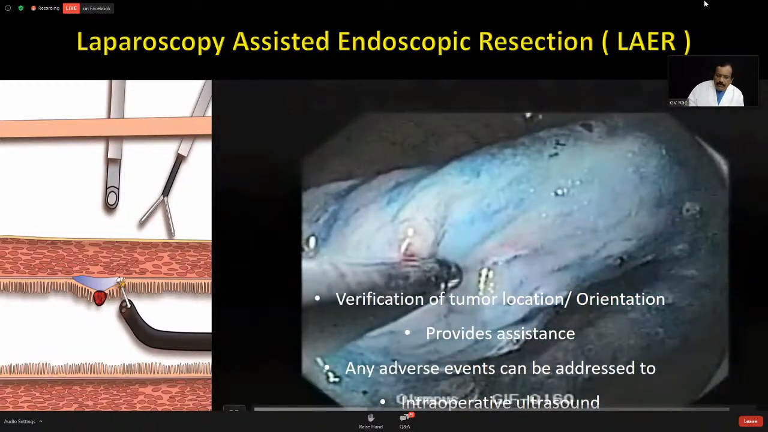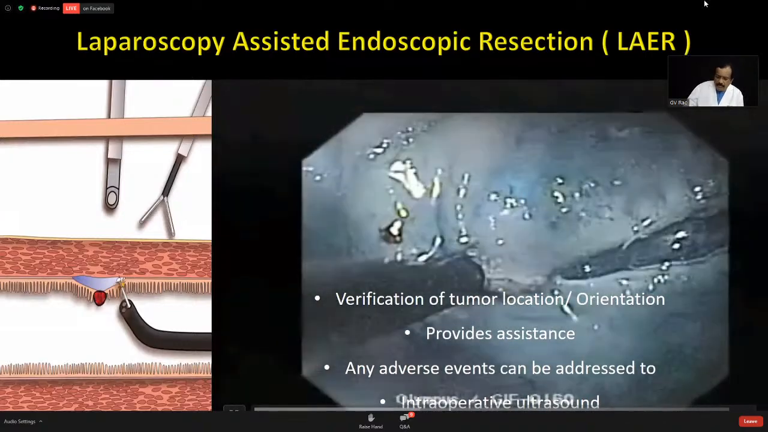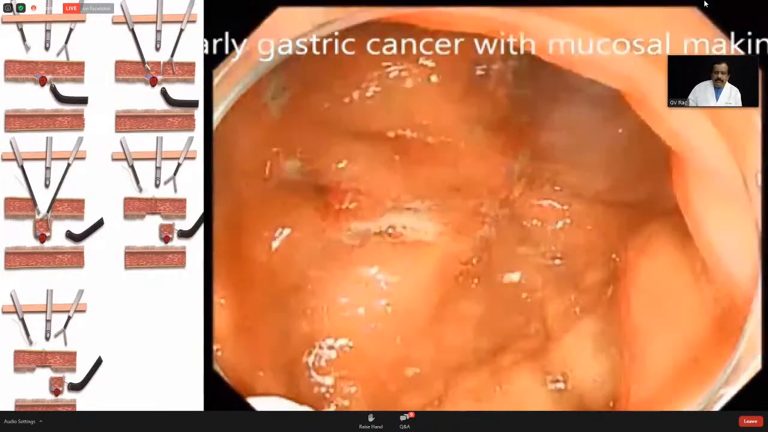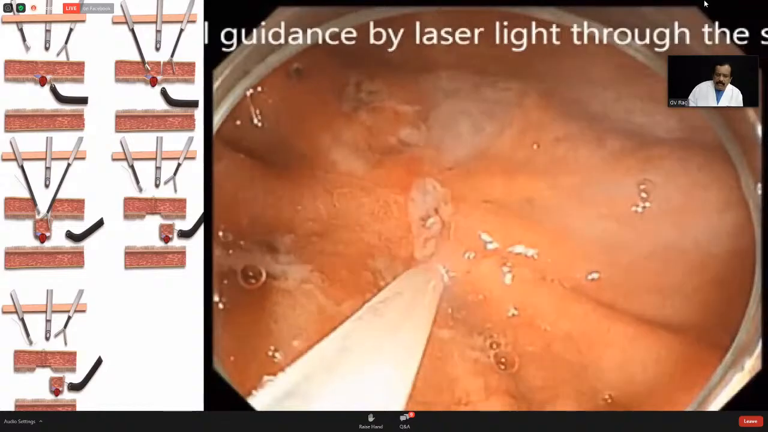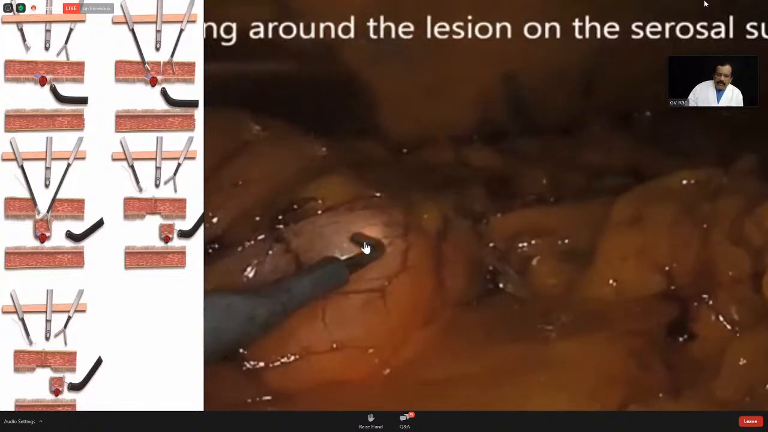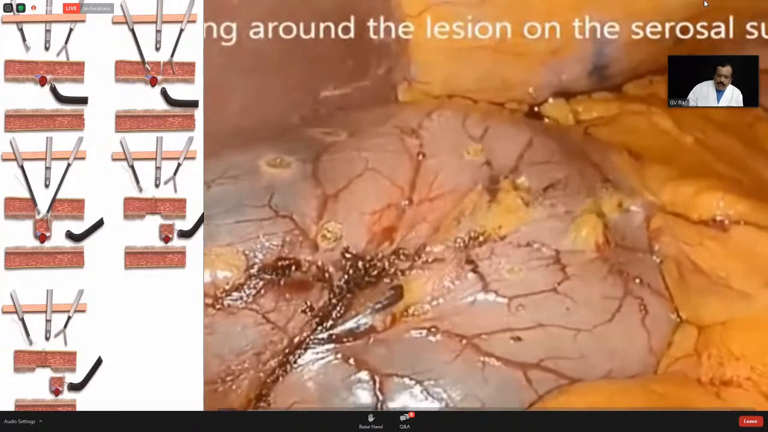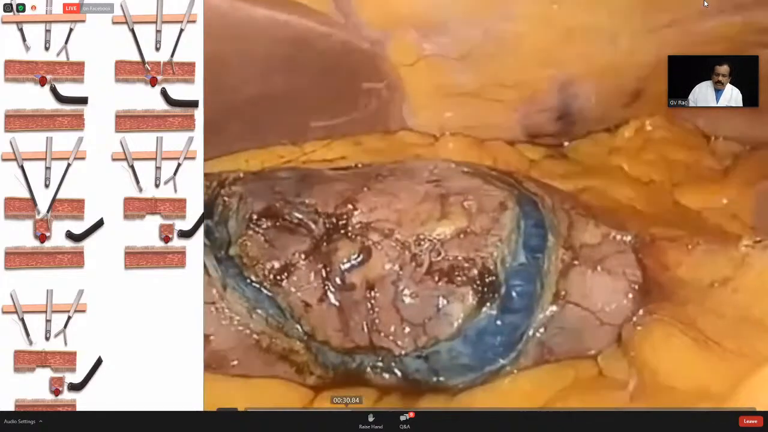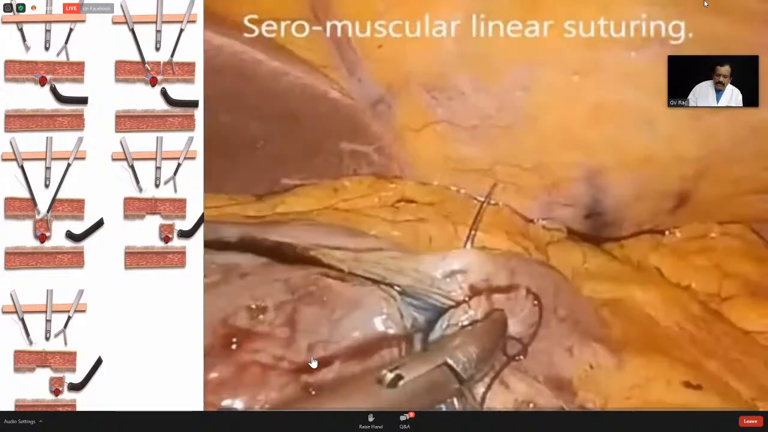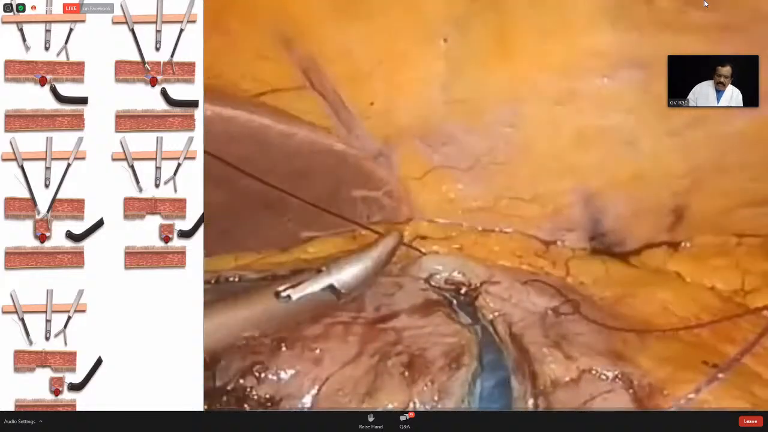and you verify the tumor location, orientation, and we provide assistance, and any adverse events can be addressed during this procedure. Likewise, now this is a neat procedure that is seen, wherein we do a combined endo and laparoscopic procedure. Submucosal injection has been done, and on the laparoscopic side, we can see how you mark out this entire lesion, and then you do a seromuscular incision from the laparoscopic side, and once you have done this, you invert this entire lesion inside using these seromuscular sutures, so that this lesion gets inverted into the stomach.